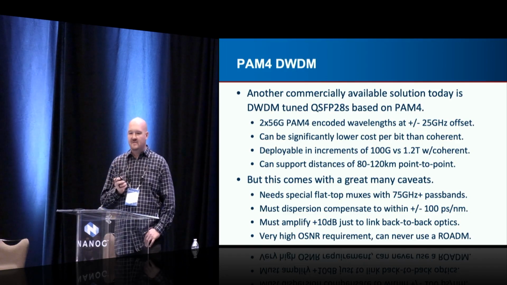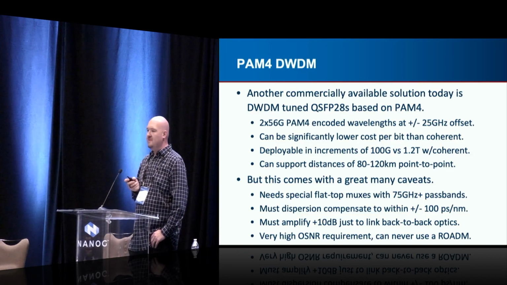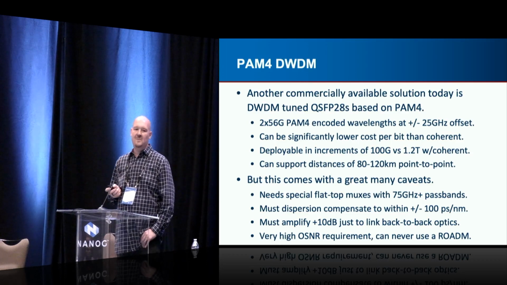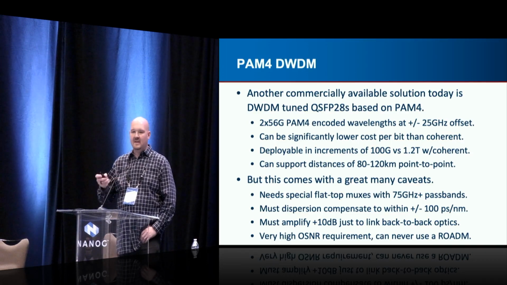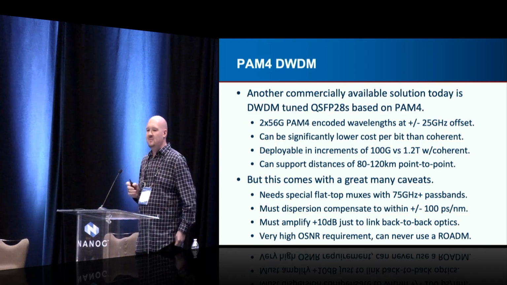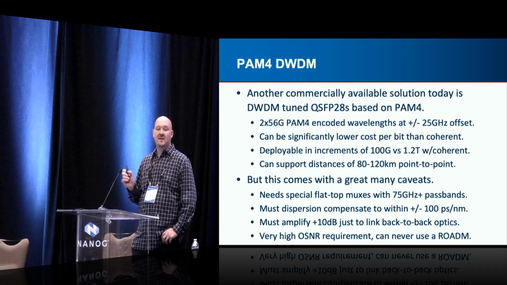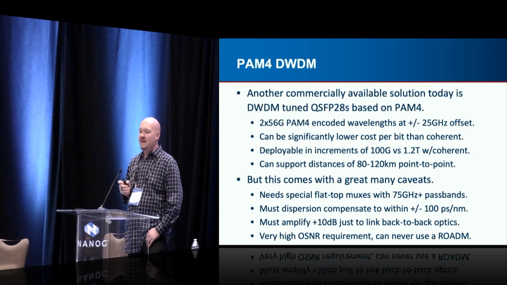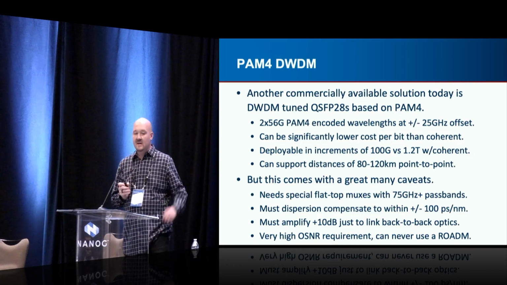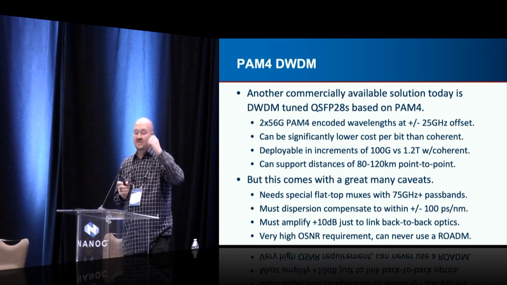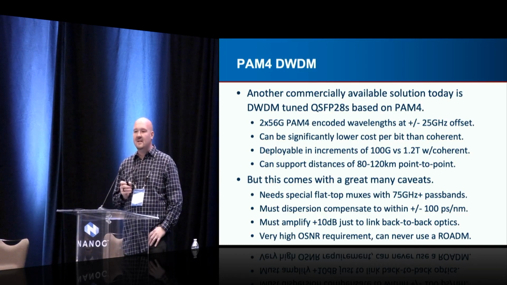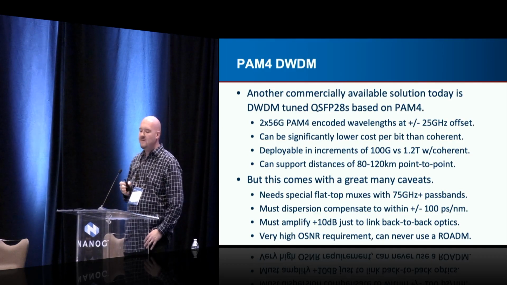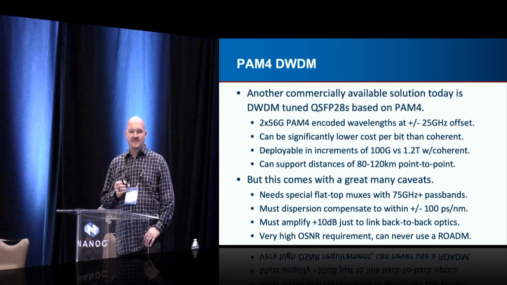You need special flat top muxes. If you have standard off the shelf muxes that you've always worked with, that have always been fine till now, well, they're not going to work anymore. They're not going to carry the spectral width that you need for this particular signal. They're also not going to work for your 600 gig coherent systems either. So a lot of folks are going to need to go out and upgrade. With PAM4 specifically, you have very, very tight dispersion compensation tolerances. You have to get to within plus or minus 100 picoseconds per nanometer, which is very, very, very tight.